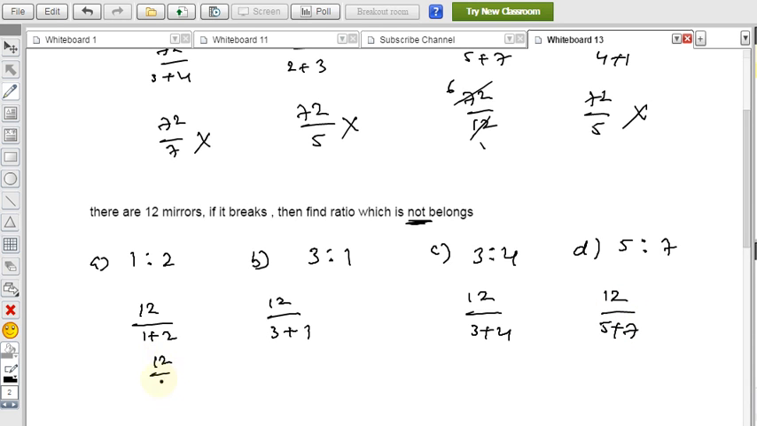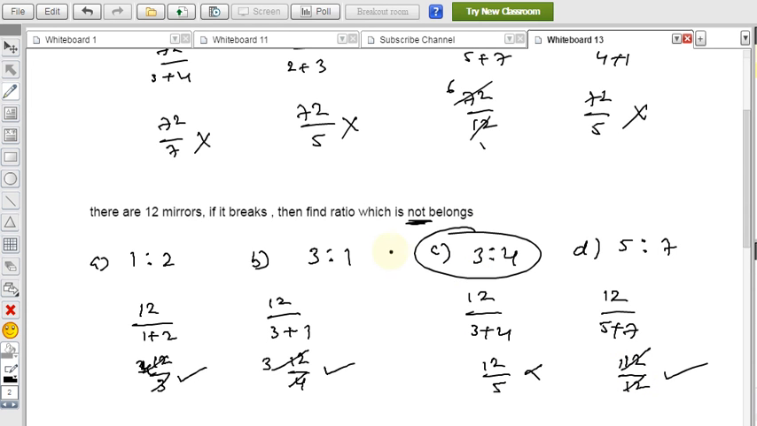So 12 divided by 3, this is perfectly divisible. 12 divided by 4, this also is perfectly divisible. 12 divided by 5, we can't do this division. 12 divided by 12, this also is perfectly divisible. Because 3 fours are 12, 4 threes are 12, and 12 ones are 12. So the option is 3:4. So with this particular ratio we can't get it if they break. Okay, for such type of questions, this is one method.